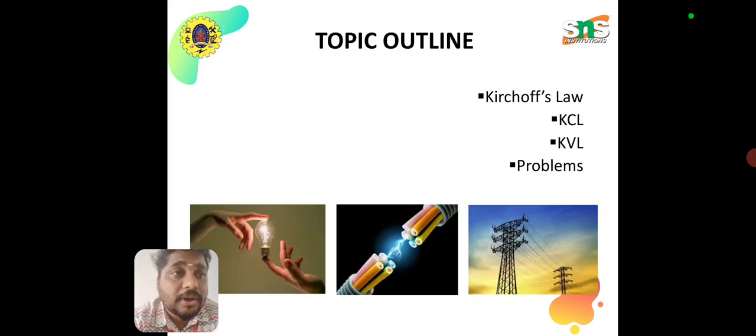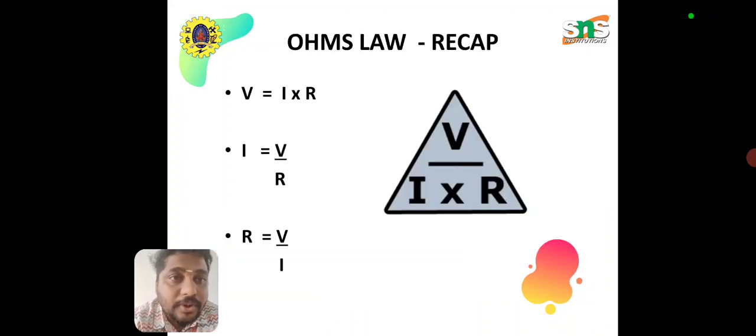This is the topic outline: Kirchhoff's laws, KCL, KVL, and then problems. What is meant by KCL? KCL is Kirchhoff's current law, and KVL is Kirchhoff's voltage law. Before going to the topic, let us see the Ohm's law recap: V equal to IR. What is Ohm's law?